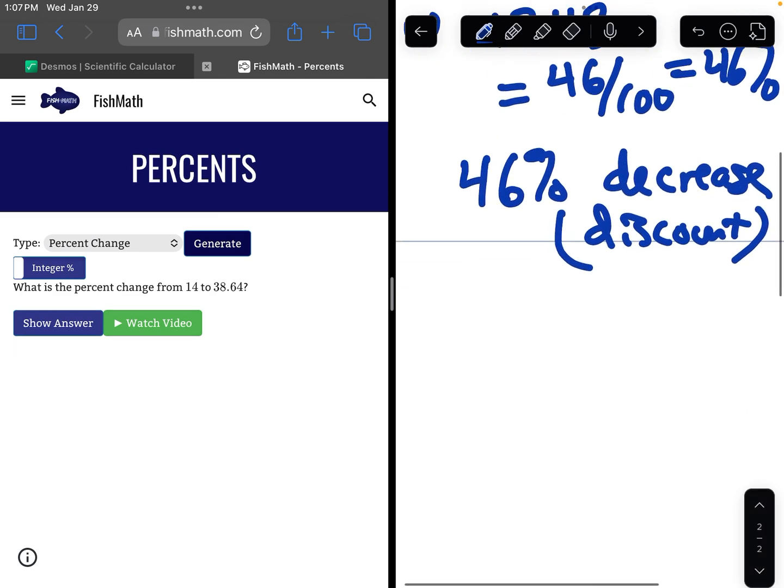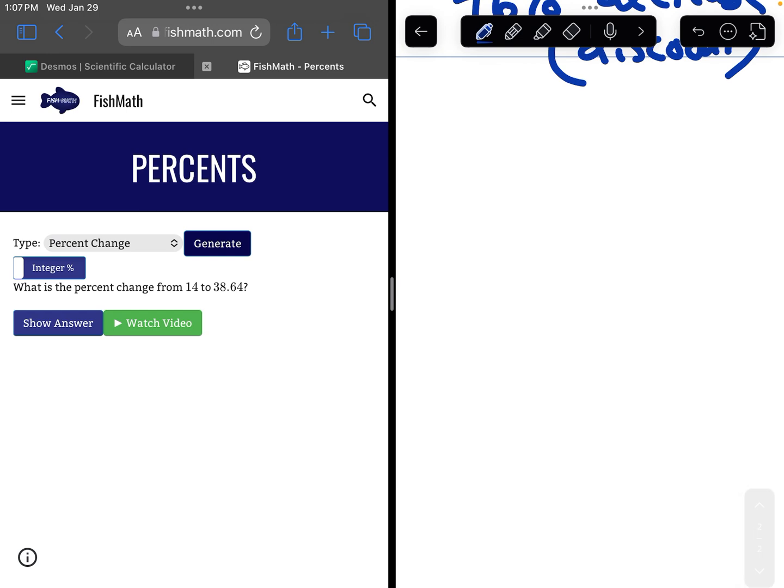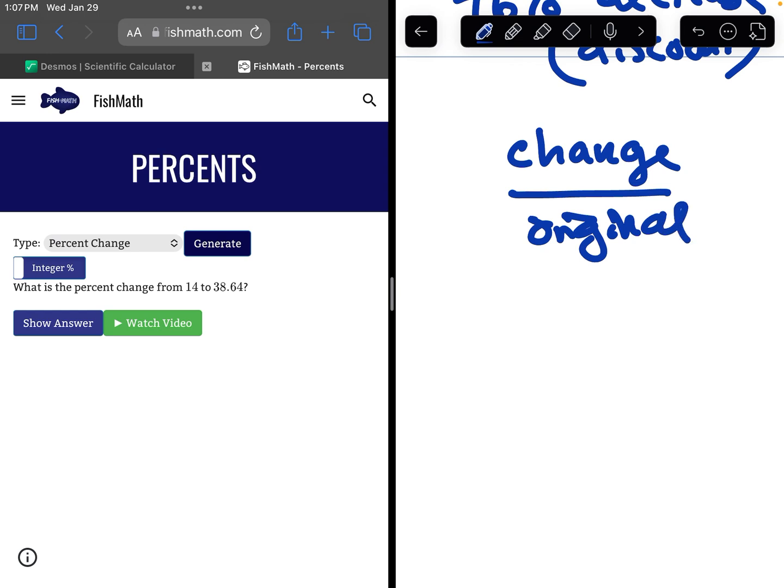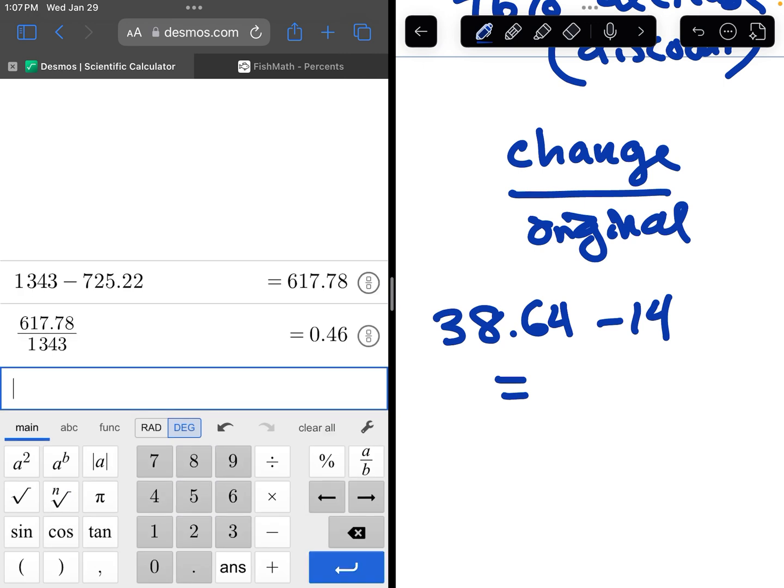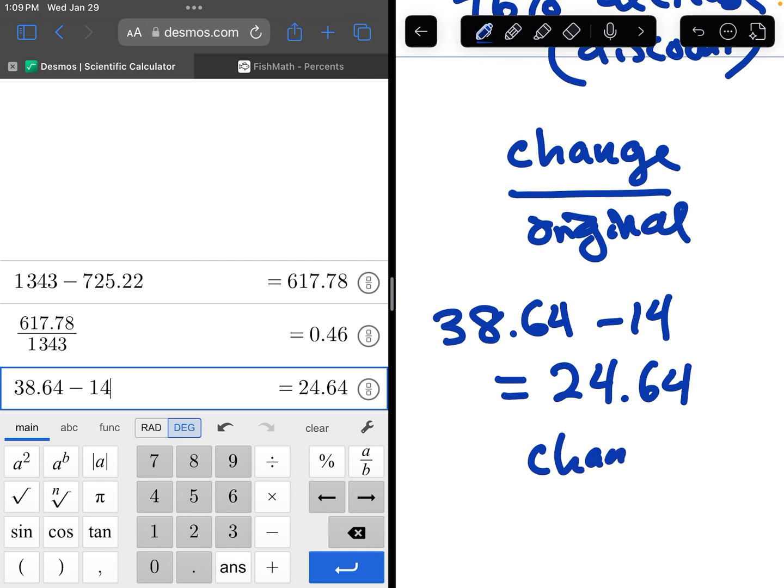All right, let's find another one here. Let's just do one that isn't a context. So just between these two numbers, from 14 to 38.64. Again, we're just going to do change over original to figure out our percent change. So our change is going to involve, again, subtraction. And I always just subtract the bigger minus the smaller one. Otherwise, we're going to have some negatives, and we really don't need negatives. So we're going to do 38.64 minus the $14. And that will give us the change here, 24.64. That's how much it's changing by.